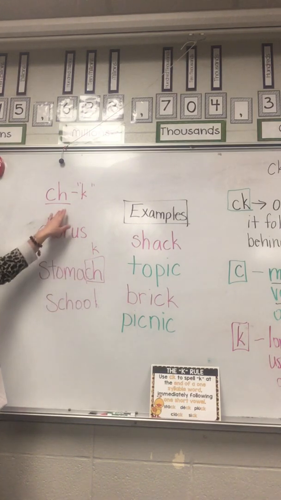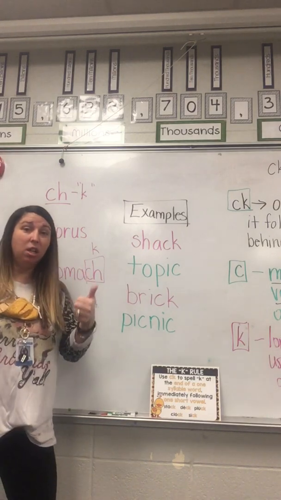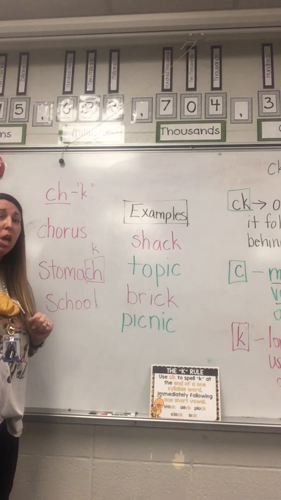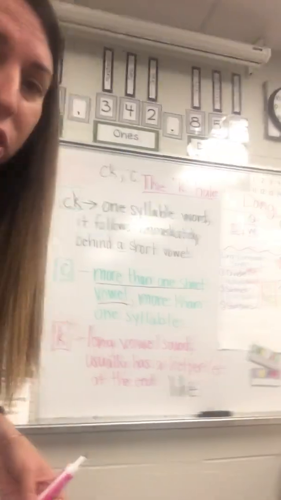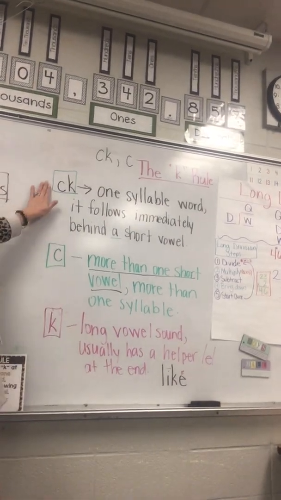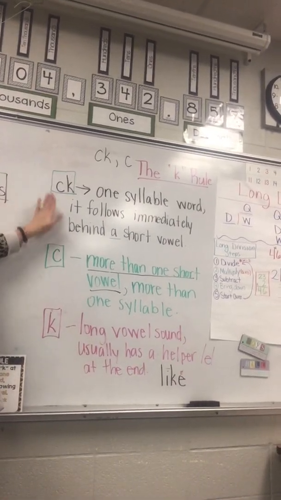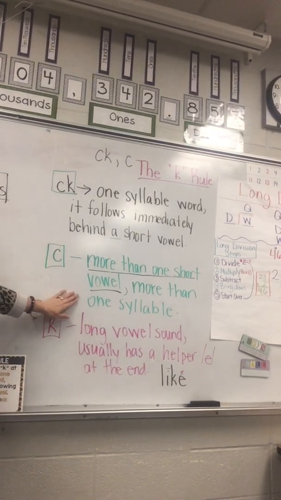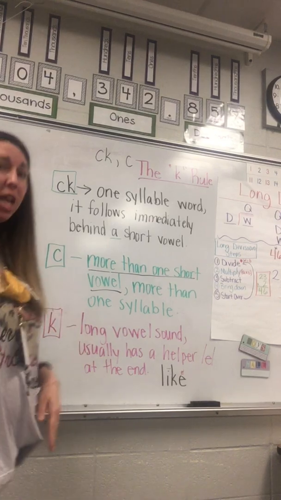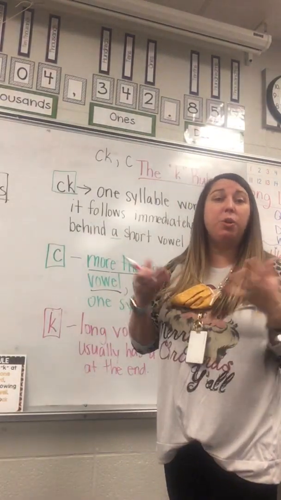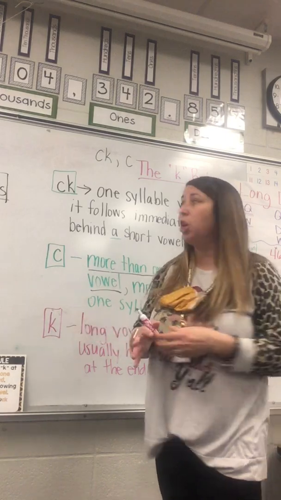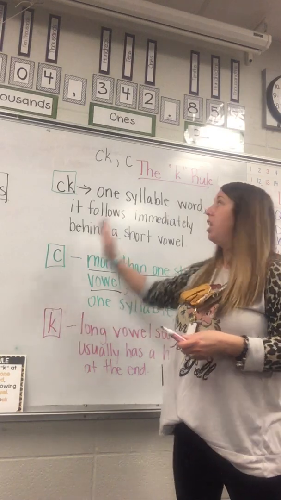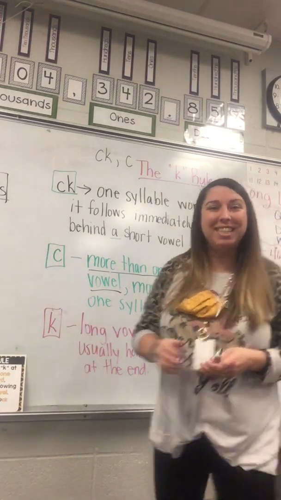So sometimes you are going to have words that follow the K rule, but it uses a CH. Okay? But most of the time in our English language, they're always going to follow these rules. Use CK when it's a 1-syllable word and followed behind a short vowel. You use C when it's more than one short vowel and it's more than one syllable. So today on Seesaw, you're going to do a few more examples. I'm going to say some words and you're going to spell them out and tell me whether they follow the CK or the C rule for the k sound. Good luck today.